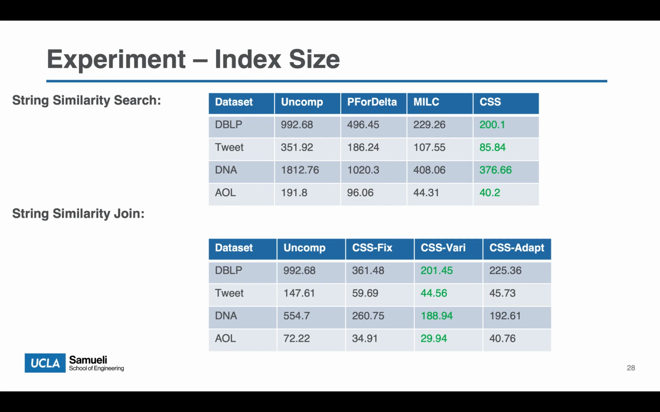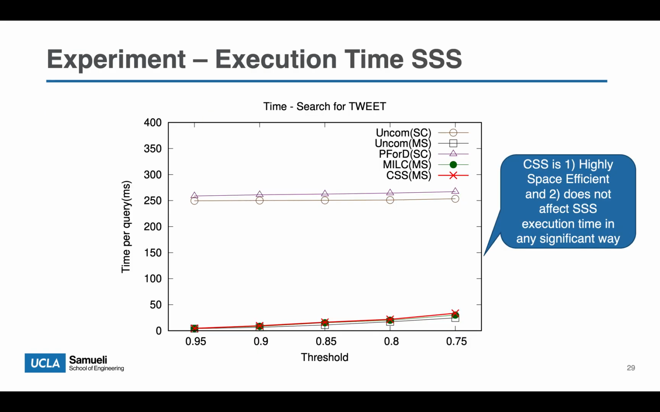On the other hand, CSS adapt achieves a very close compression ratio to CSS vary. But additionally, CSS adapt only takes big O of 1 to make the decision. So this is the advantage of CSS adapt.